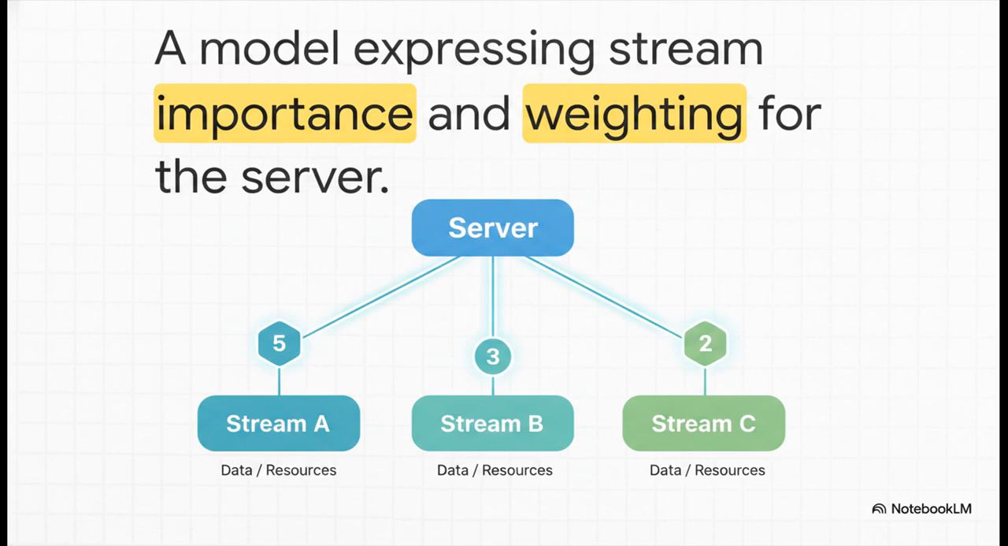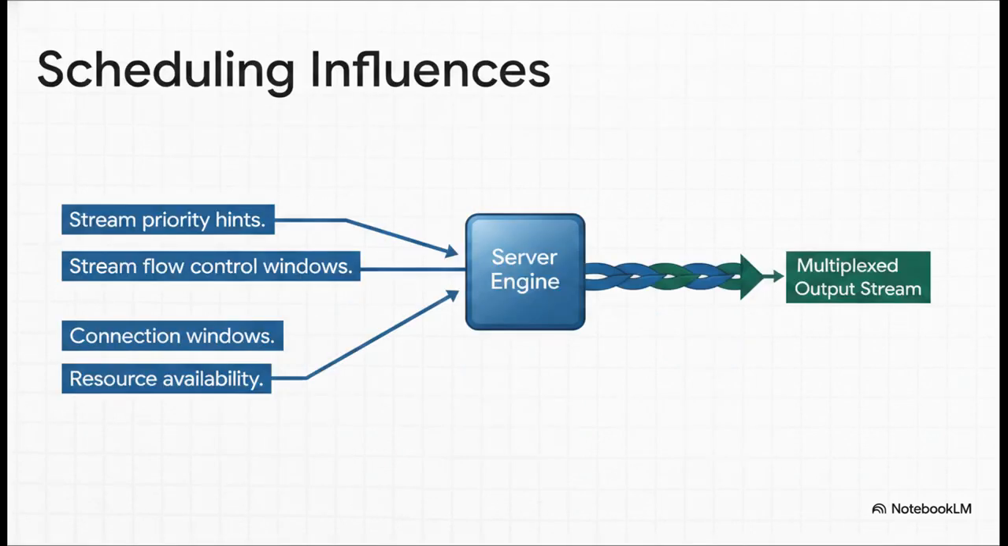Ultimately, the actual scheduling of frames is handled by the server's internal engine. It balances priority hints, available flow control windows, and overall resource constraints to carefully orchestrate data onto the wire. The HTTP/2 protocol defines the signals, sure, but this scheduling logic is left entirely up to the server implementation itself. That is the secret sauce where the true performance of an HTTP/2 stack is actually realized.